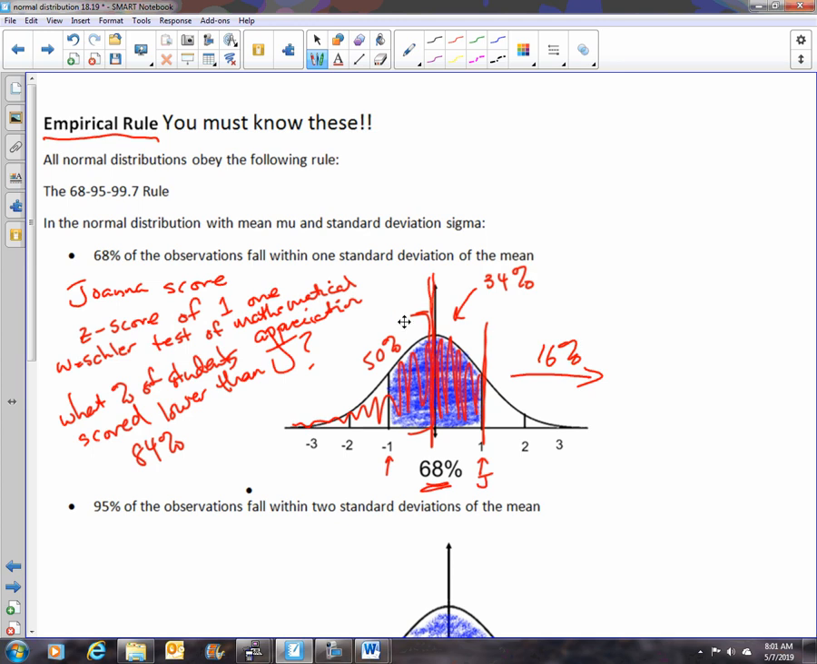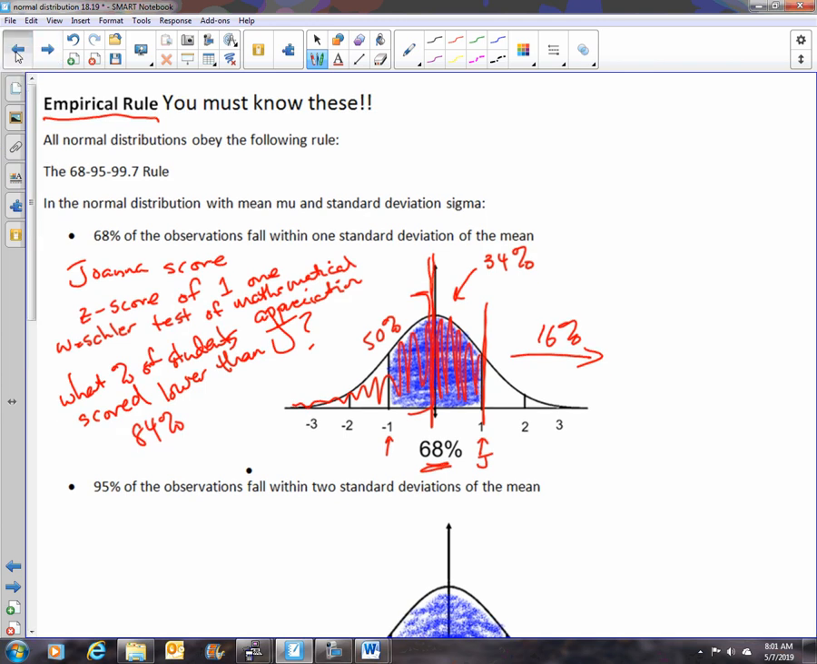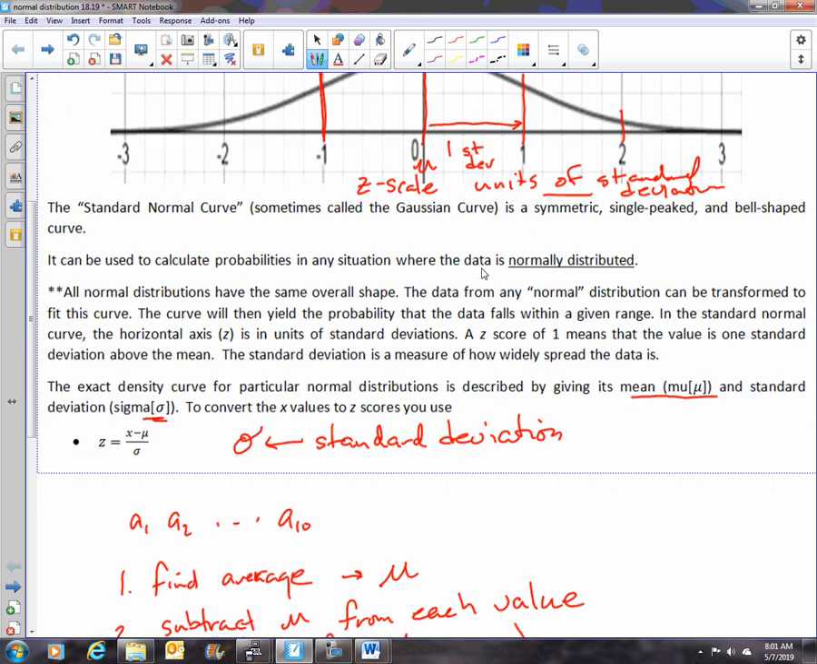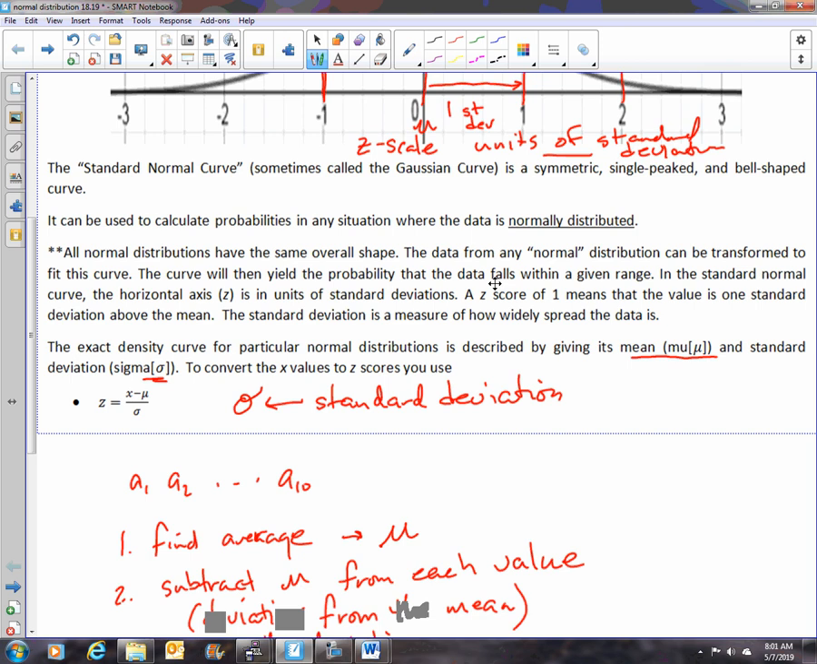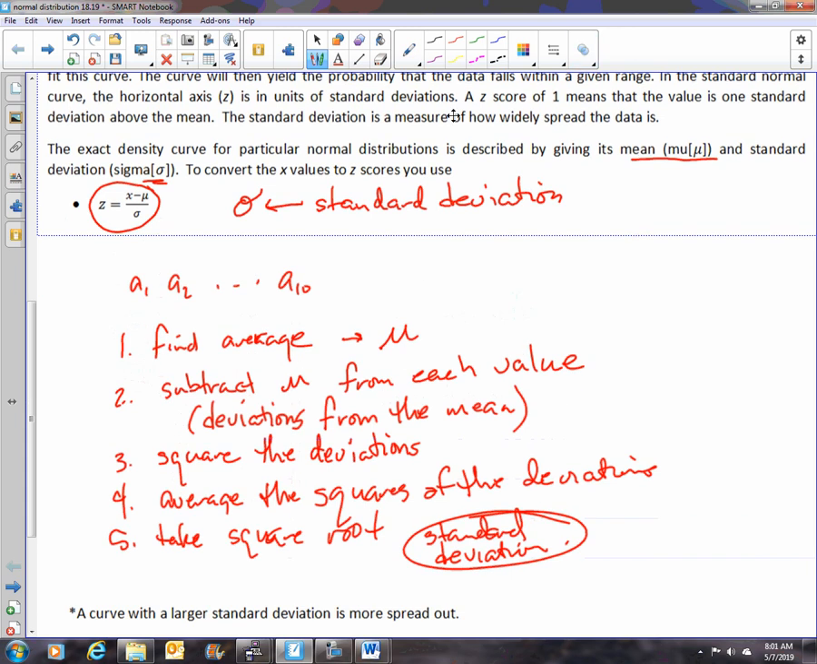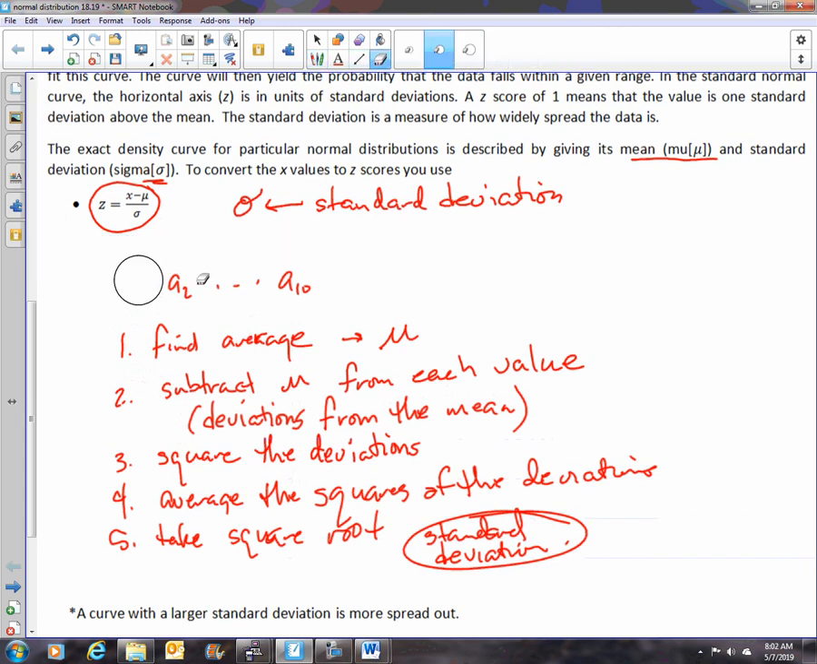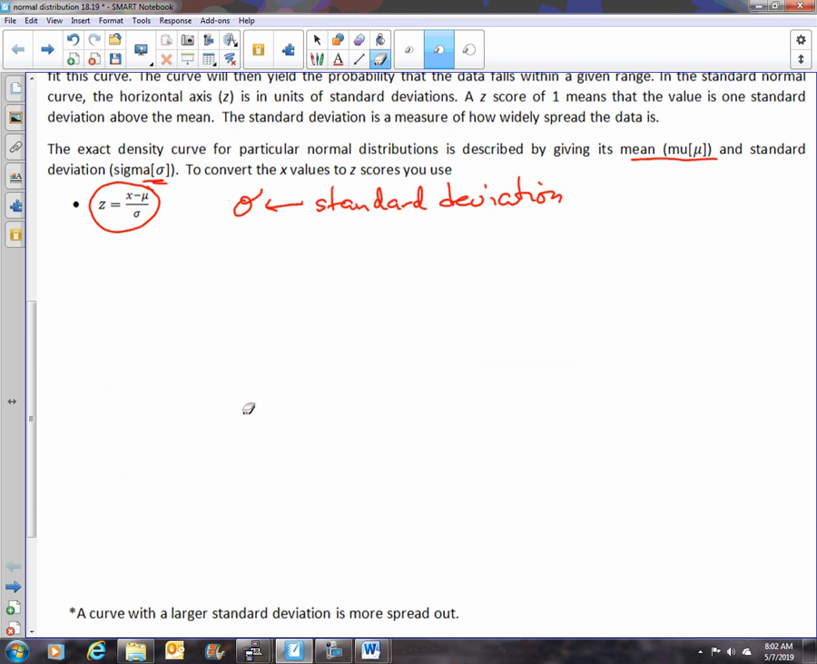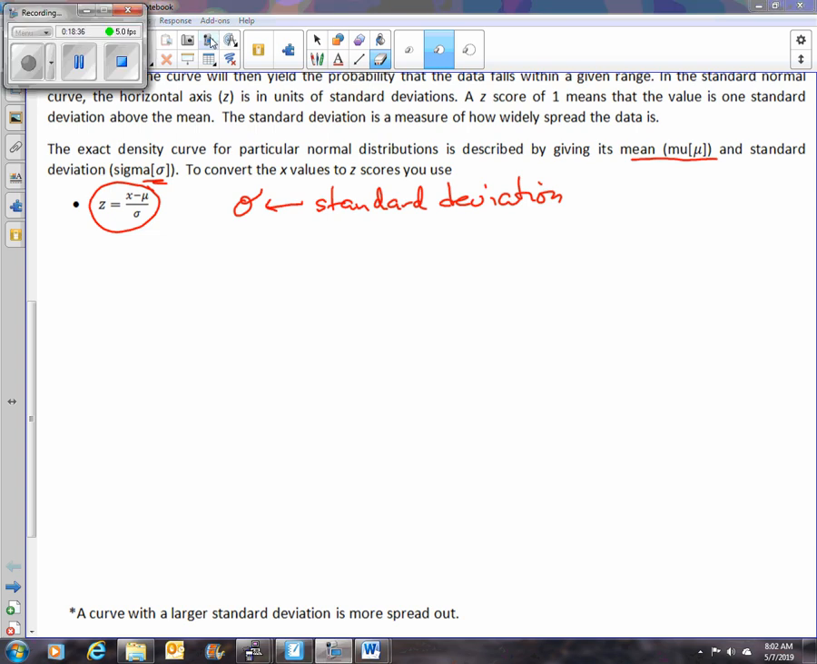Now, let's go back to the first page, and we want to pick up one more thing, and this is a very, very important thing. It's this equation right here. It says z is equal to x minus mu over sigma. Now I'm going to erase this stuff that tells you how to compute a standard deviation, and we are 18.5 minutes into this video.